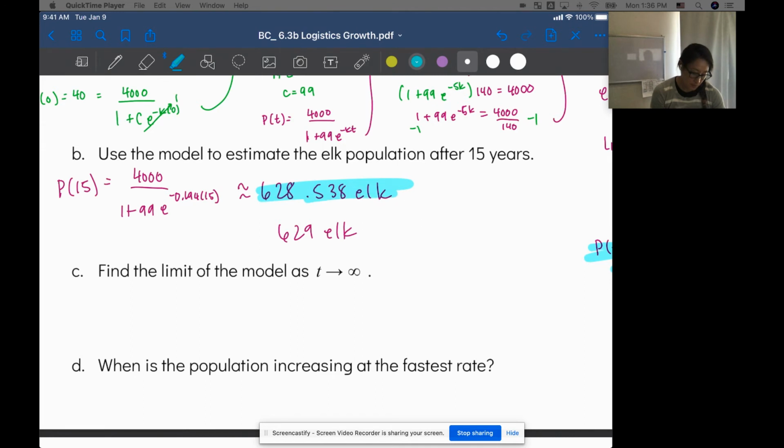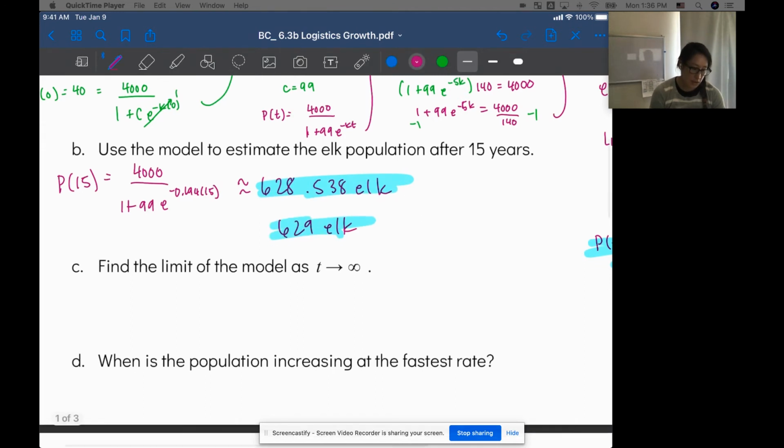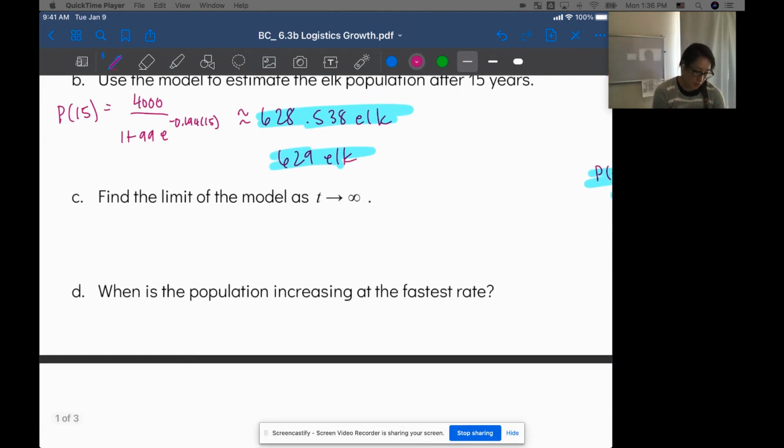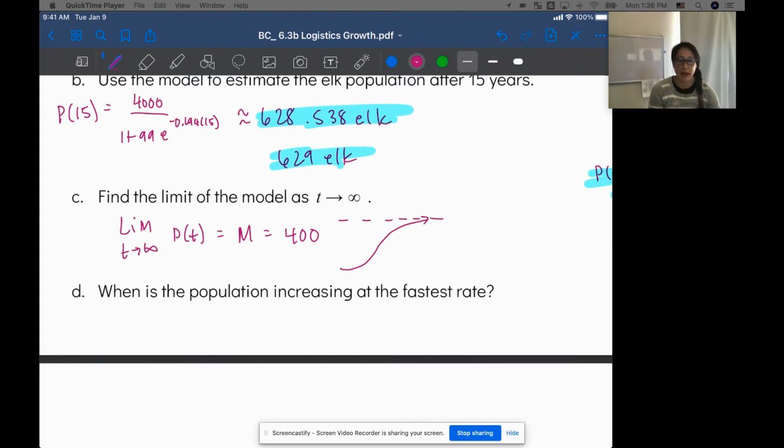All right, so the limit as t approaches infinity of P of t is basically the carrying capacity. It's M. We're getting close to this topped out number, because our curve looks like this, where we get closer and closer to an asymptote. So 4,000 elk.